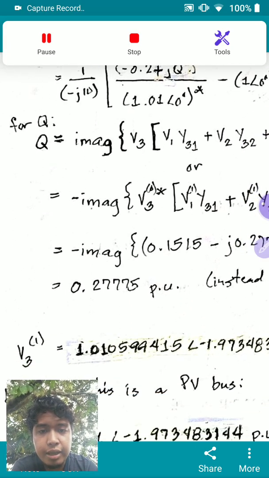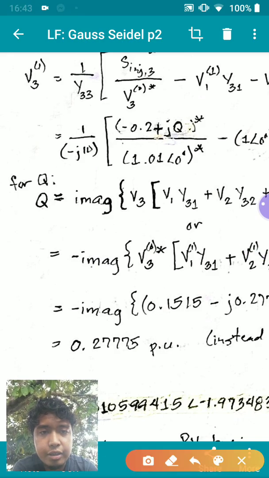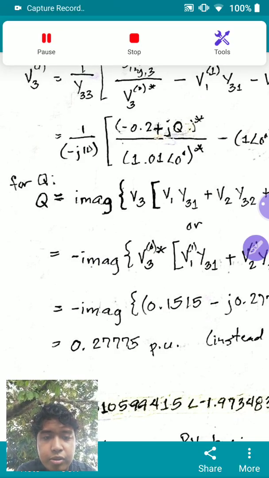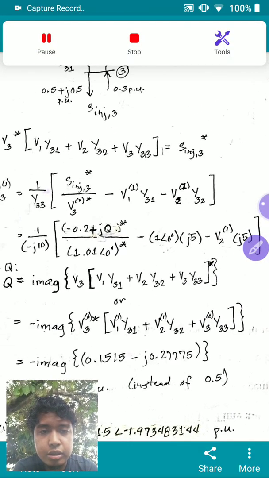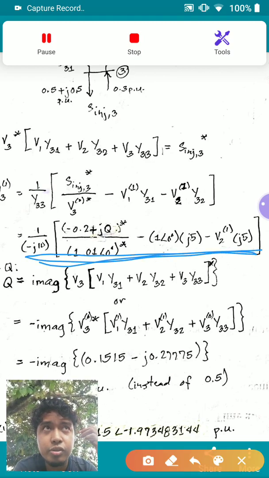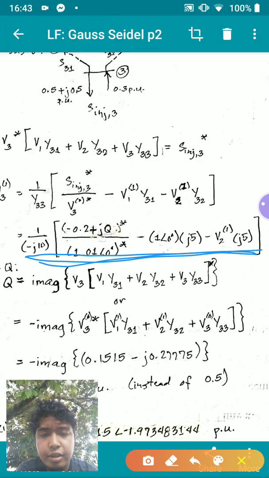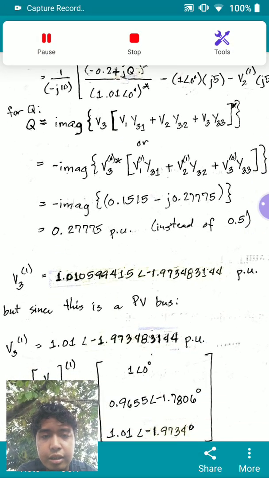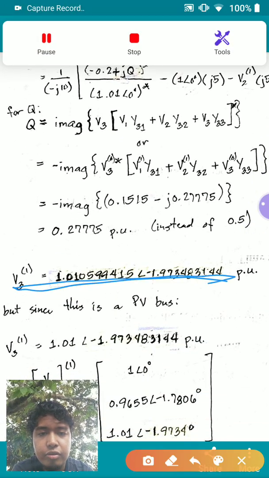And from that, from this equation, using 0.2775, you get this value for voltage.